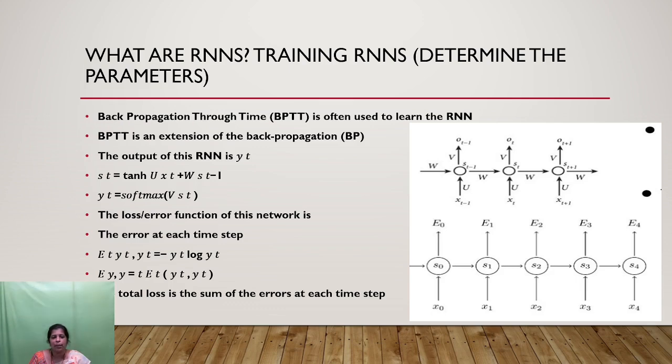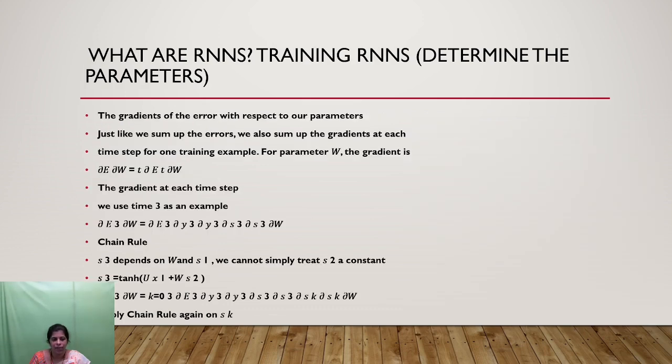Coming to BPTT, back propagation through time is often used to learn RNNs. It is one of the extensions of back propagation. Here y of t represents the output, h of t is the hidden layer and s of t is the state. Then we use the standard functions, and the error is calculated using the logarithm of the output. The total loss is the sum of the errors at each time step.